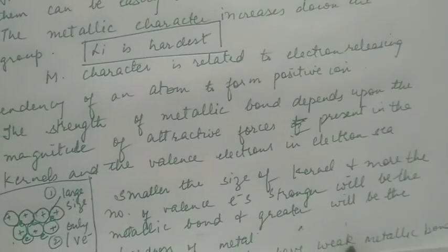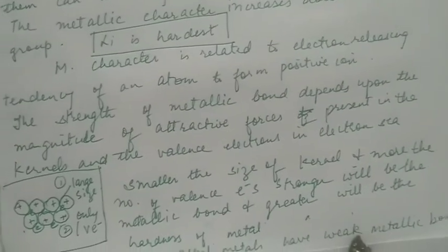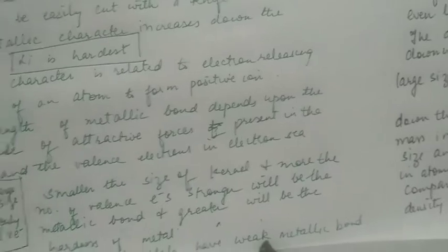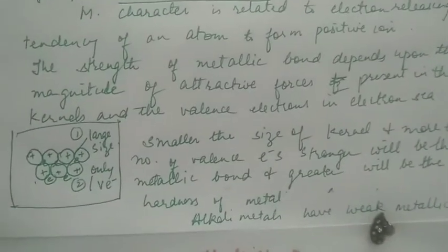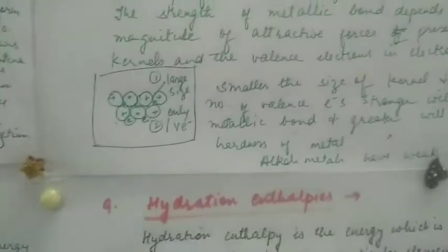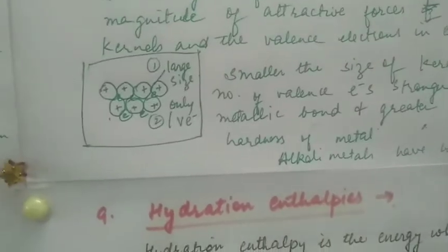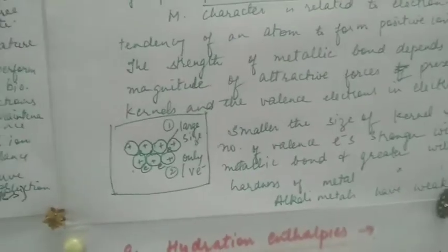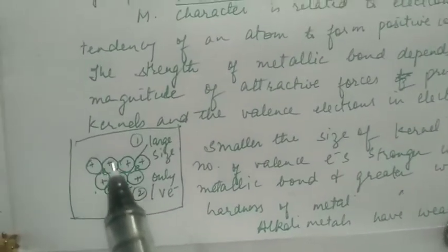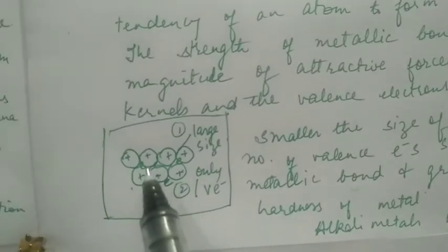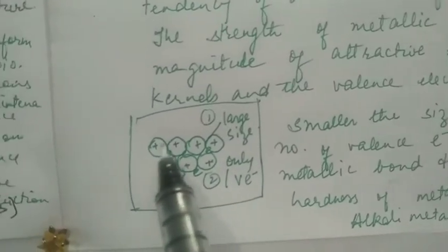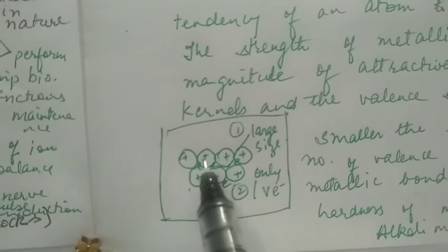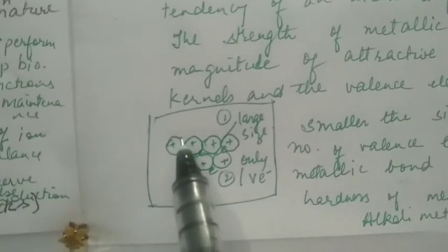But the strength of the metallic bond depends upon the magnitude of attractive forces present between the kernels and the valence electrons. See, a metal has this kind of structure. The metal's electron is lost and placed in the interstitial spaces between the positively charged nuclei.